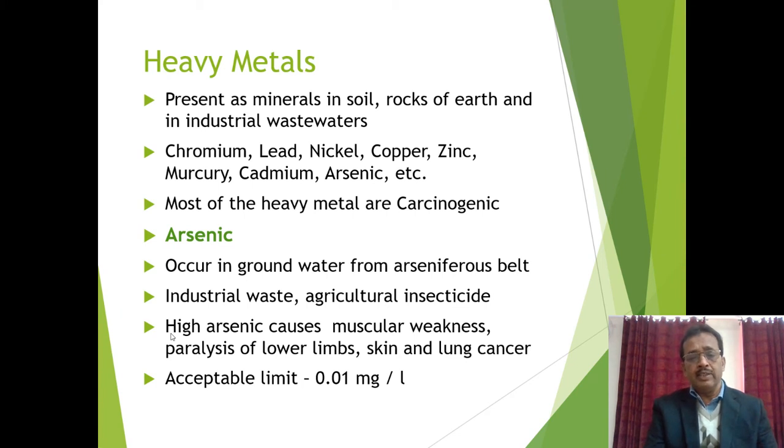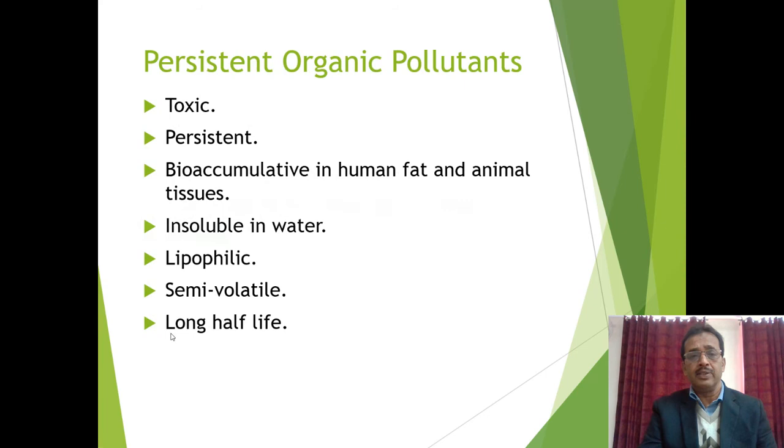Arsenic is found in many places in our country, particularly in West Bengal and Eastern UP, and is present in more than the permissible limit of 0.01 milligrams per liter. It causes skin cancers, it causes paralyzed limbs, etc.